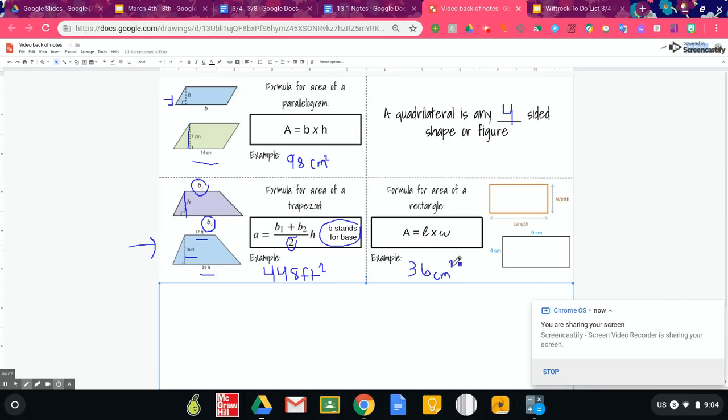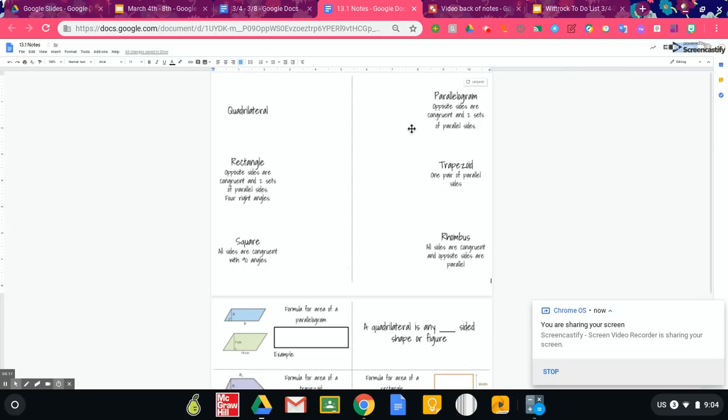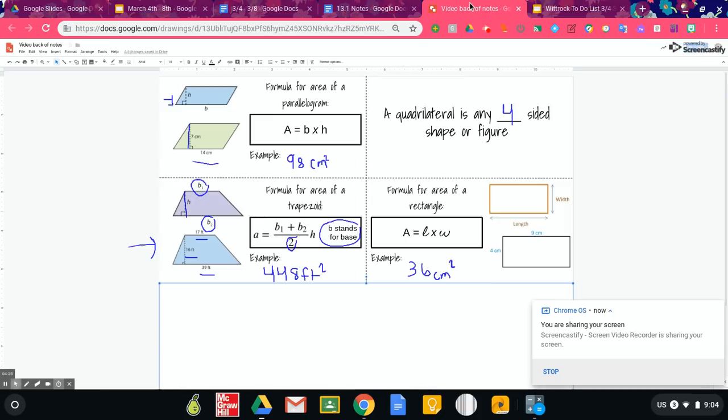And the properties of a rectangle are opposite sides are congruent, so opposite sides are the same length. And then there's two sets of parallel sides, meaning the widths are both parallel and the lengths are both parallel. It also has 4 right angles. Now let's go down to the next two shapes.